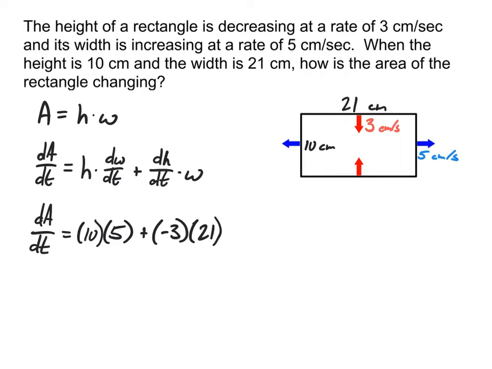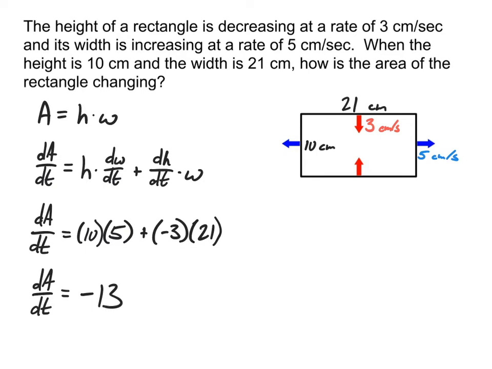Now it's just a matter of actually doing the arithmetic there on the right-hand side. And so the 10 times 5 would be 50. The negative 3 times 21 is negative 63. So then 50 plus a negative 63 would be negative 13.